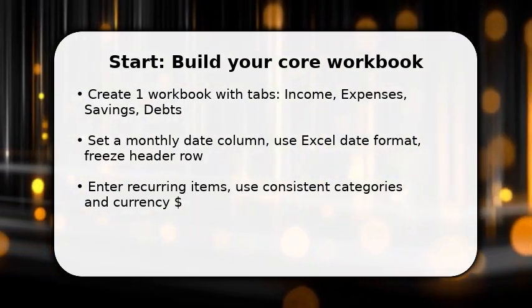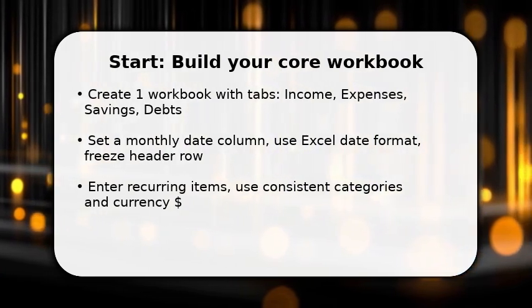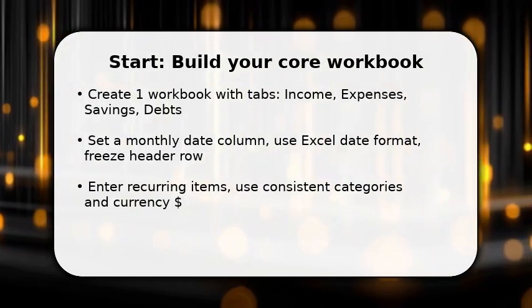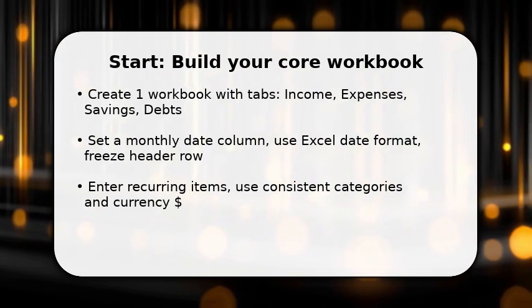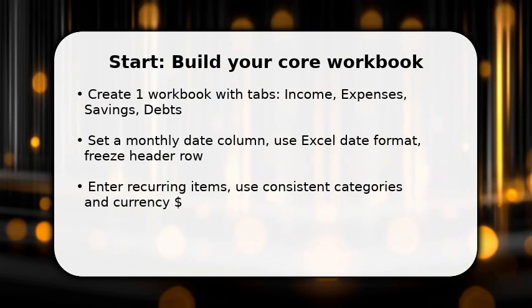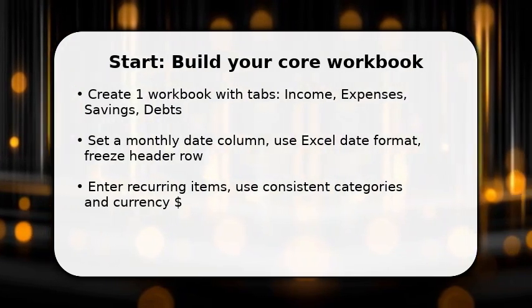Once done, list recurring items first: salary, rent, subscriptions, and assign consistent categories. This makes formulas and pivot tables reliable. Make sure to freeze the header row and set the currency to $. It saves time and prevents data entry mistakes.